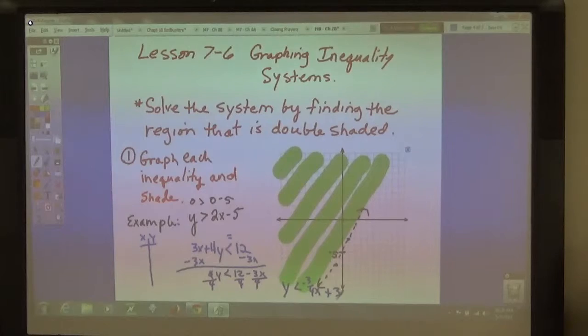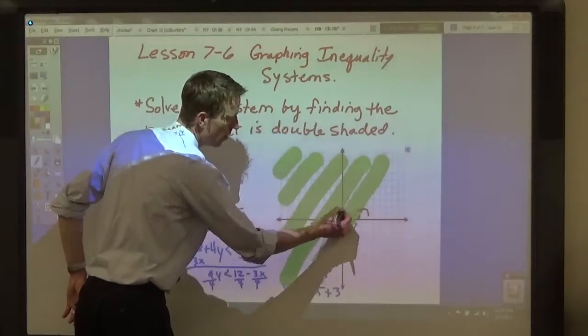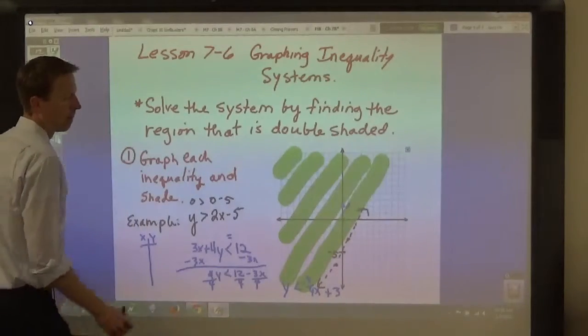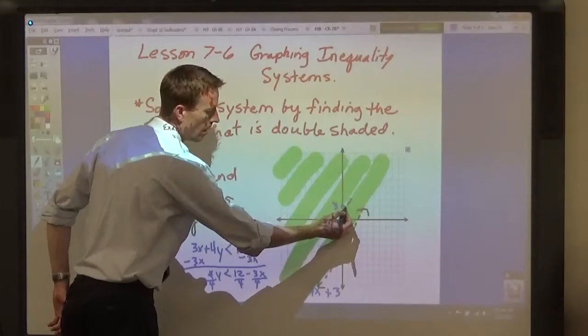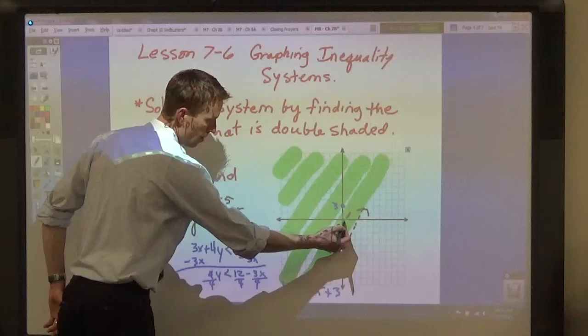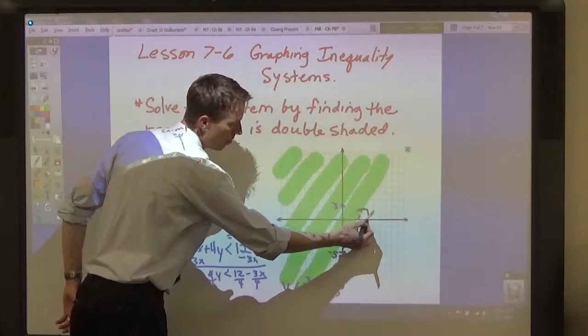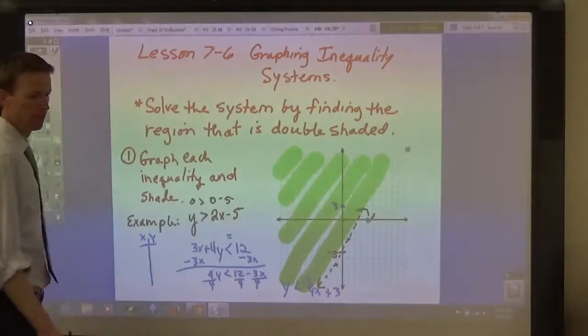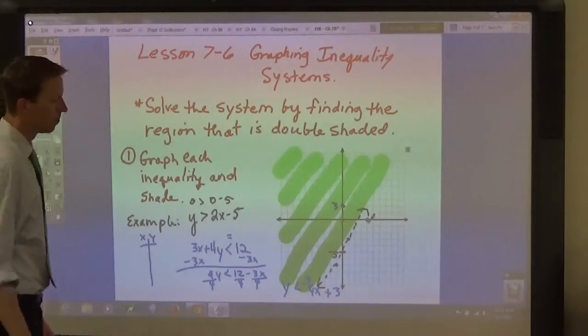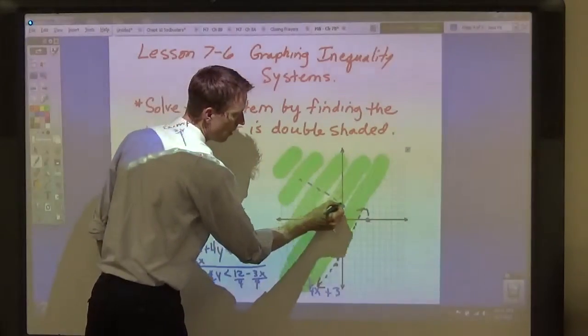How do we graph this one? So on the y-intercept you put 3. Good. Up 3, and then down 3 and over 4. Yep, and then that would be a dashed line. And that's also a dashed line.